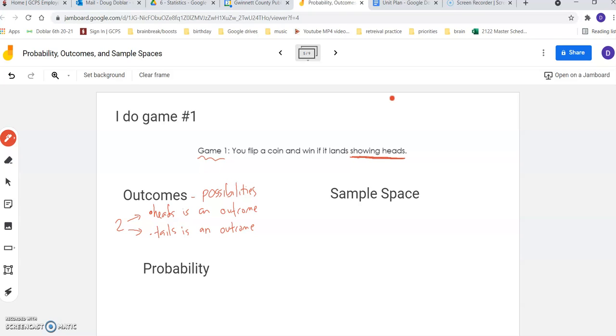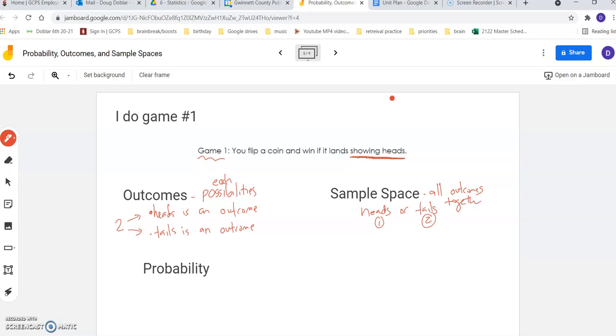The sample space is sort of like all the outcomes together. They're very similar. One is each possibility, and the other is all the possibilities together. Here, it's going to look almost like the same answer, but we use them differently. Heads or tails is the sample space. That's all the possibilities. Each one of those, 1 and 2, separately, we would call an outcome.